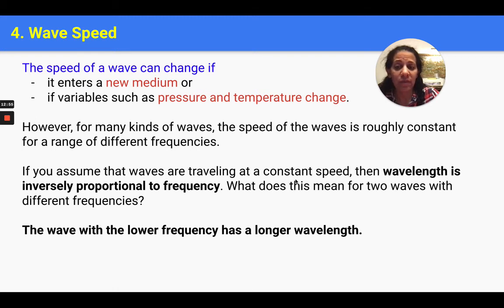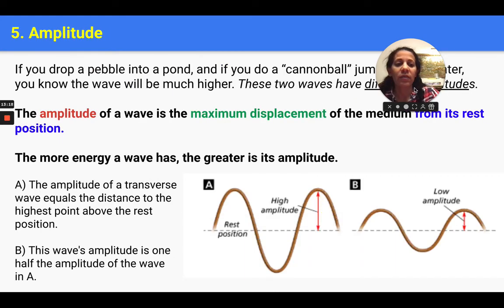Now, remember, the wavelength is inversely proportional to frequency. That means when the wavelength increases, the frequency decreases. If the wavelength decreases, the frequency increases. Okay? So a wave with a lower frequency has a longer wavelength. It's the opposite. Okay.